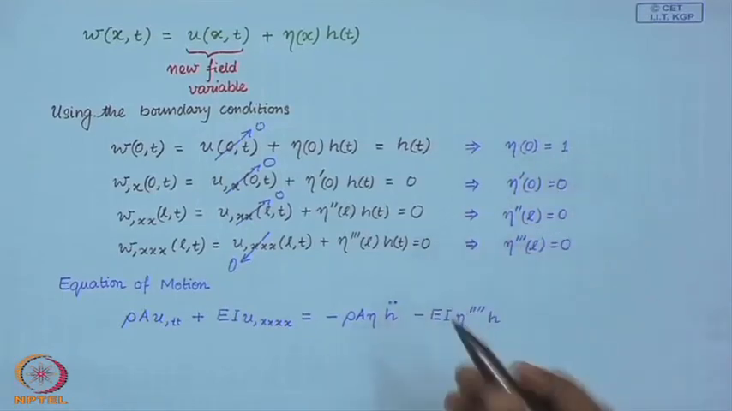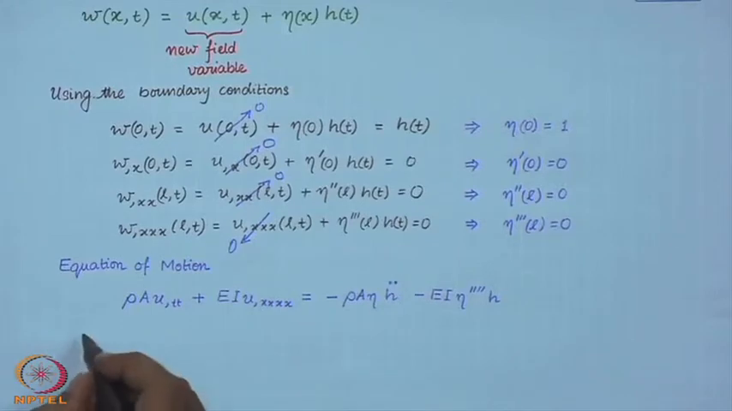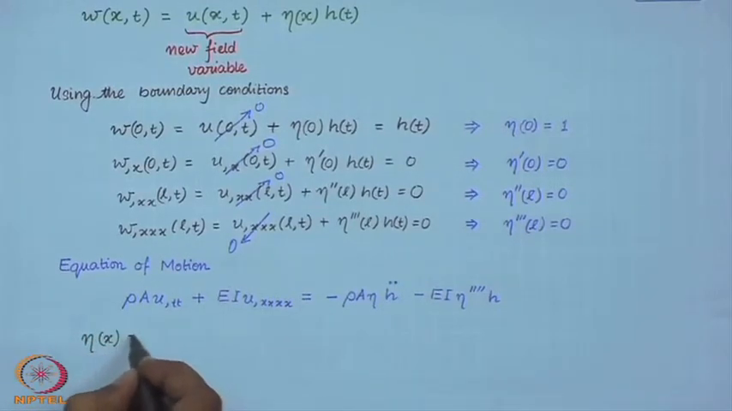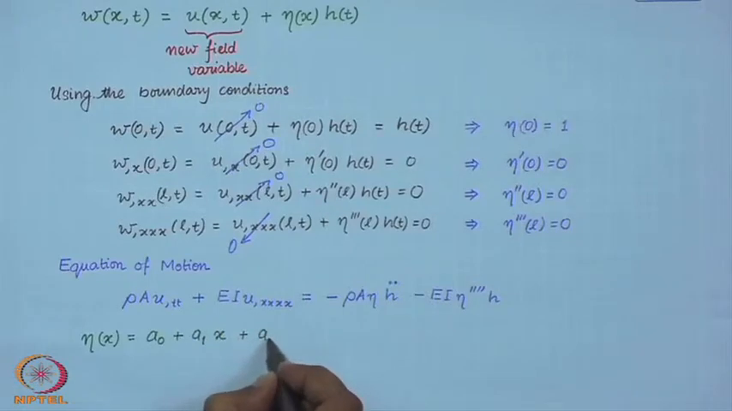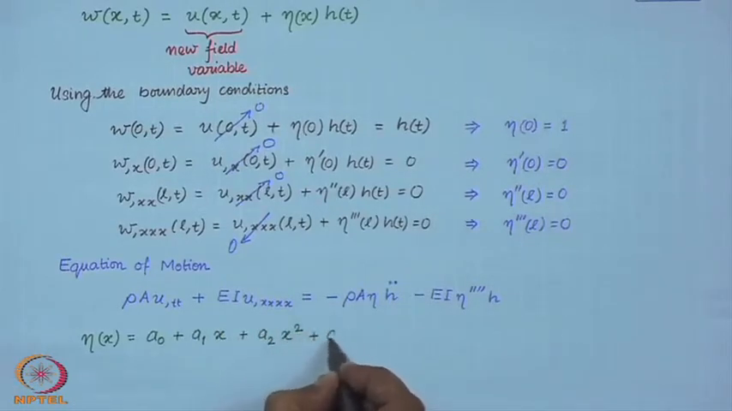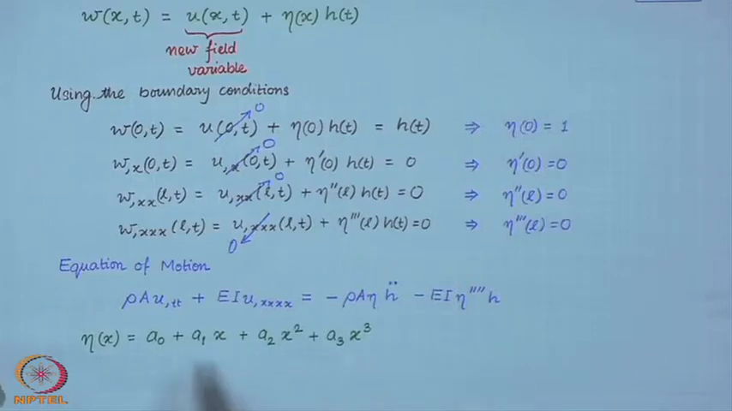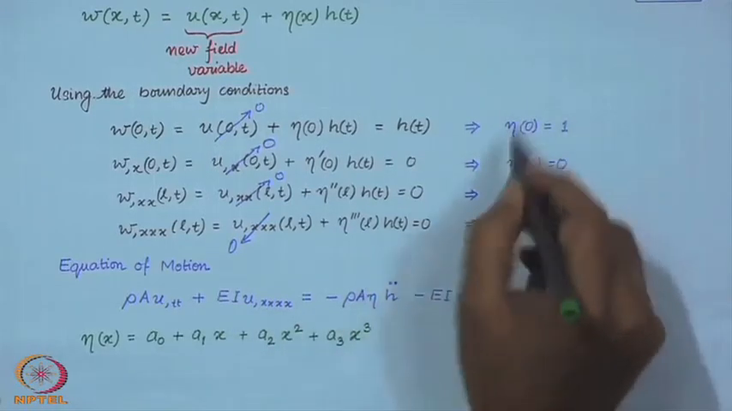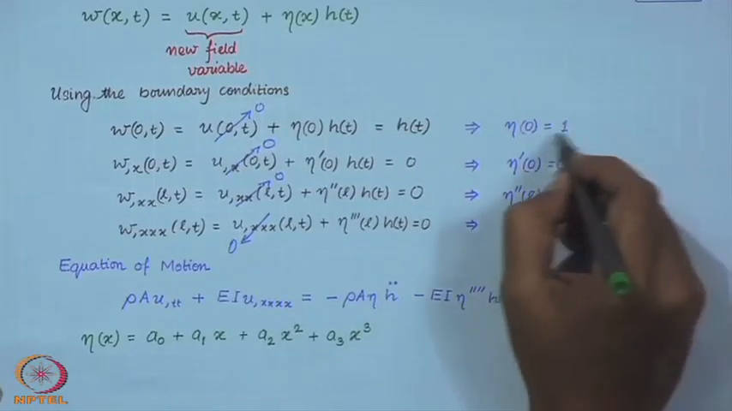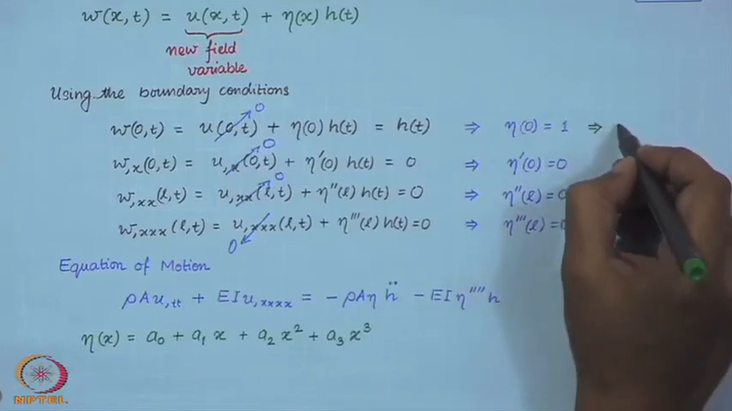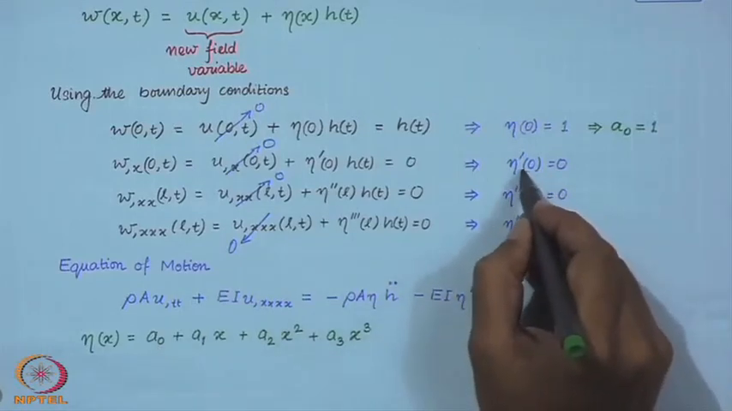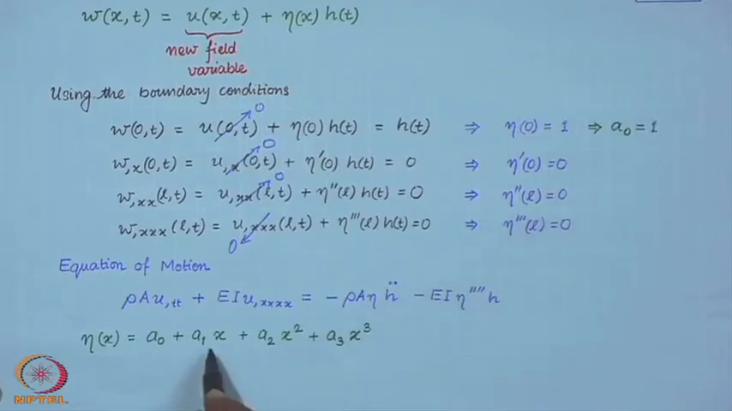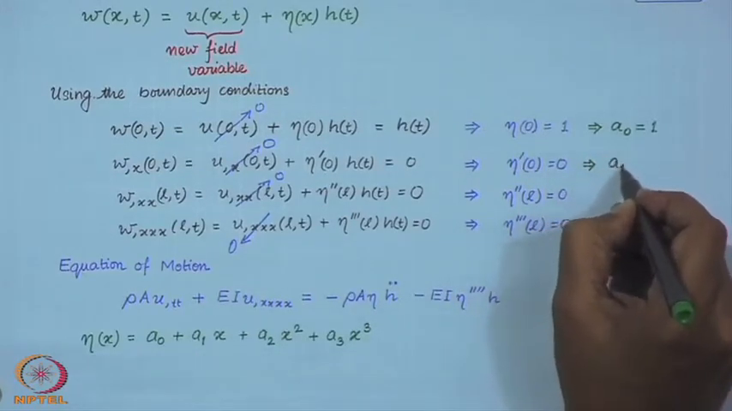Now, to keep things simple, we can consider a polynomial in this form, and if you now use these conditions, this will imply A 0 is 1, eta prime 0 is 0. So, this will imply A 1 is 0.